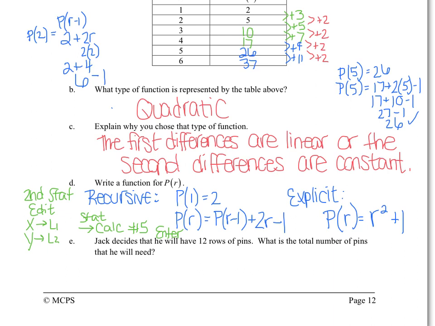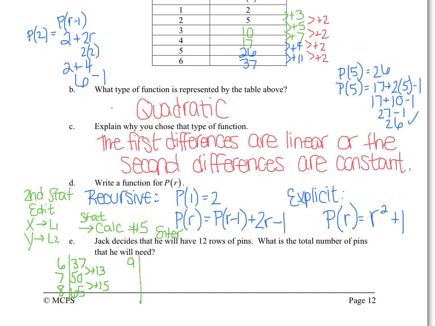Finally, part E, Jack decides that he will have 12 rows of pins. What is the total number of pins that he will need? Well, one way you can do this is to extend the table. You know, if 6 is 37 and we just added 11, we're then going to add 13 to get our 7. 37 plus 13 is 50. To get my 8, I'm going to be adding 15. 50 plus 15 is 65.